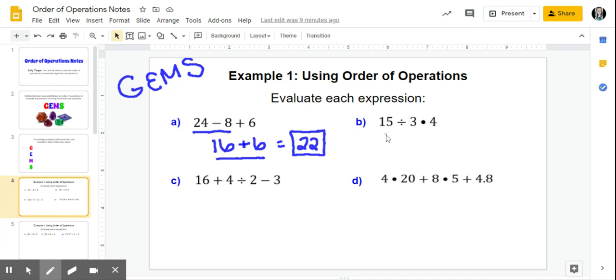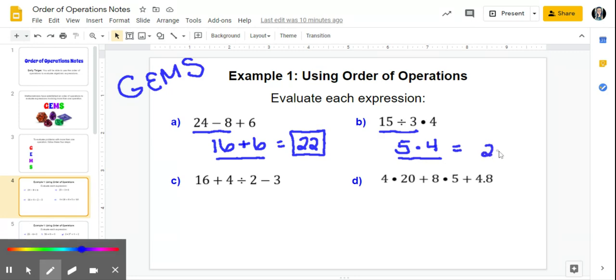Let's do another one, problem B. Working my way through the steps. G stands for grouping symbols. There are no grouping symbols in this problem. E stands for exponents. There are also no exponents in this problem. M stands for multiply or divide in order from left to right. So starting at the left-hand side, when I work my way over, the first thing I see is division. So I'm going to take care of that first. 15 divided by 3 gives me 5. Drop down the remainder of the problem. Now I keep looking for any multiplication or division. The next thing I see is this multiplication. So I need to multiply 5 times 4, and that gives me 20.